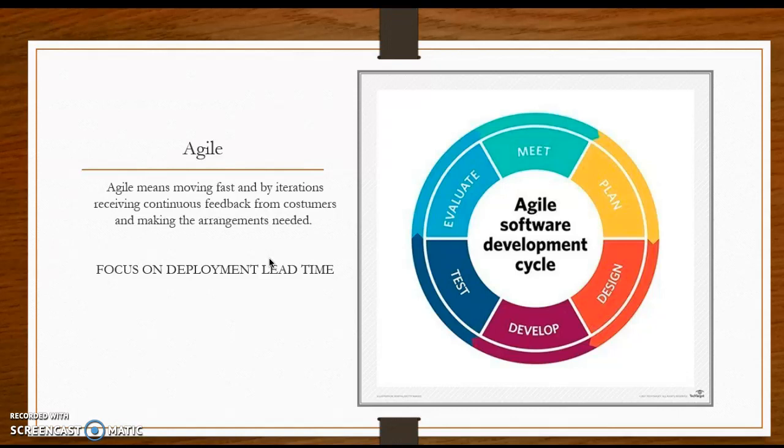the cycle of agile software development. It starts with meeting, then plan, design, develop, test, and evaluate, and it starts over and over again. This cycle happens many times during the development process, and that's basically how it works. It's all about iteration and building through these iterations as the customer evaluates the product, giving feedback, and saying what needs to be changed and what is good and what is not.